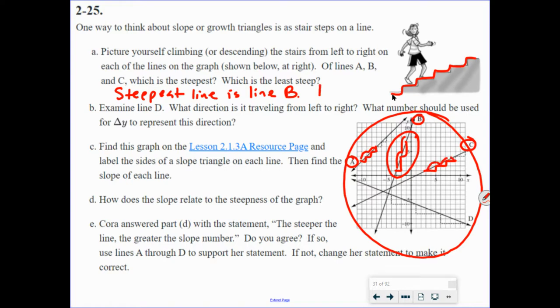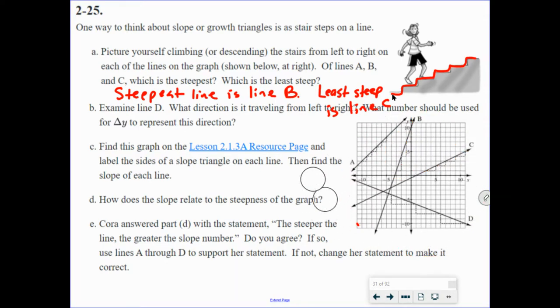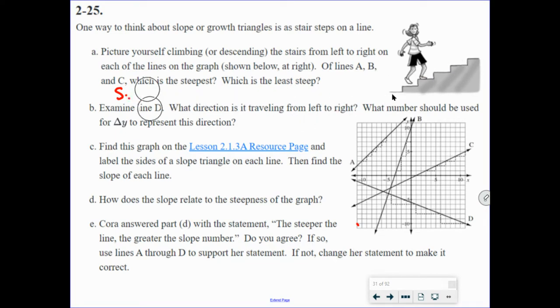So the least steep is line C. Okay, least steep is line C. So write that down, please. Have those notes. And again, that should be pretty straightforward. You're just thinking of steps.